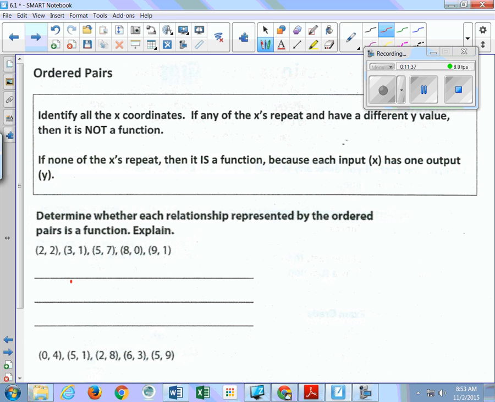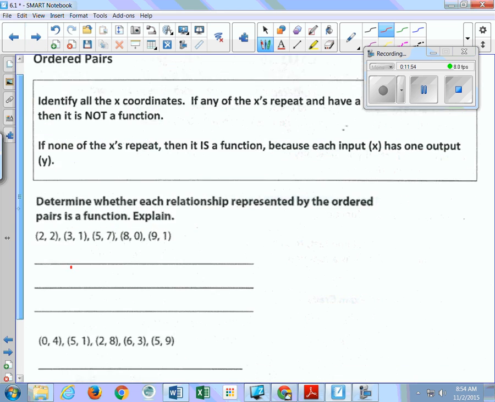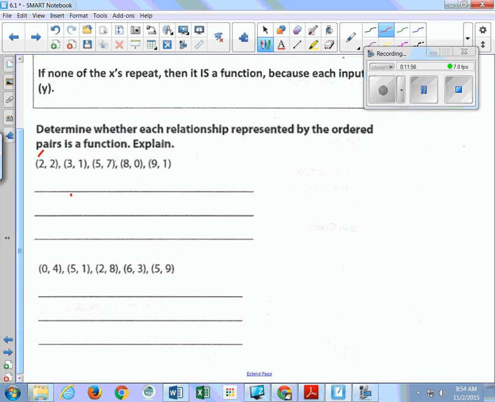Next page, ordered pairs. Identify all the x coordinates. If any of the x's repeat and have a different value, then it's not a function. If none of the x's repeat, then it is a function because each input has one output. So, we're looking at this. Here's our x, there's our y, x, y, x, y, x, y, and x, y.